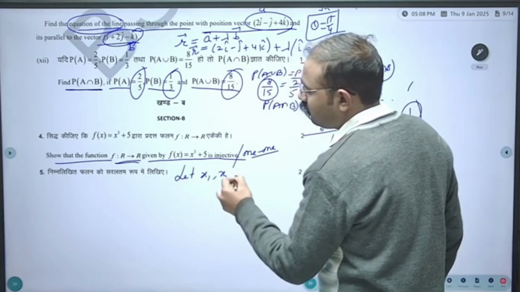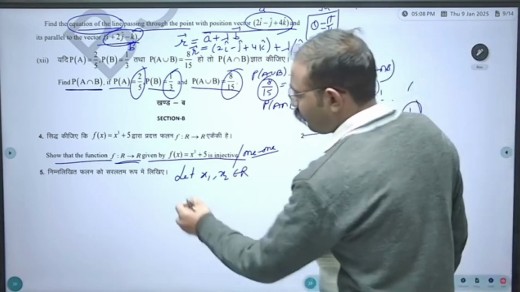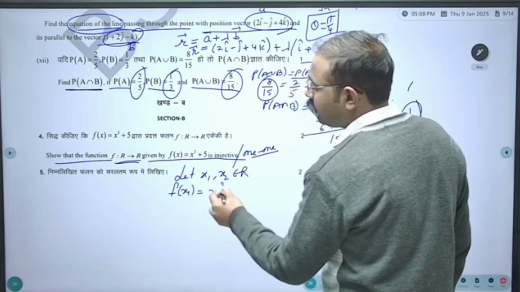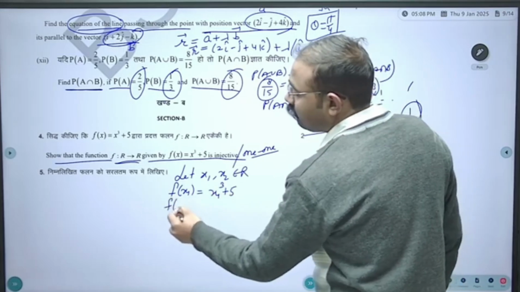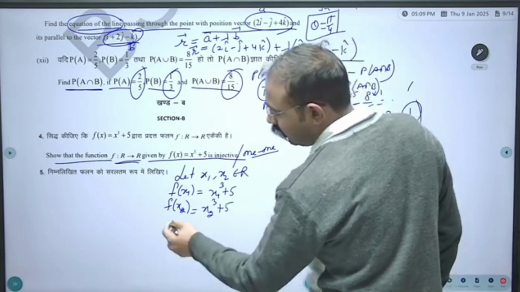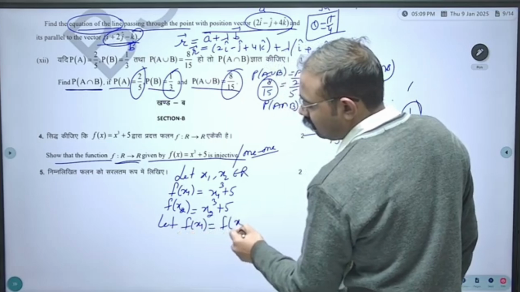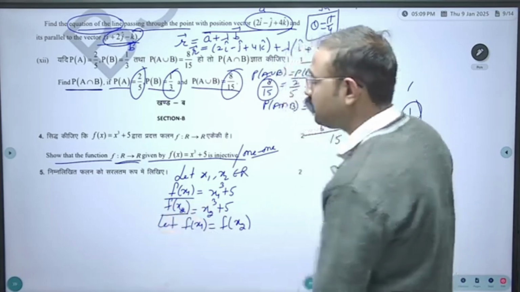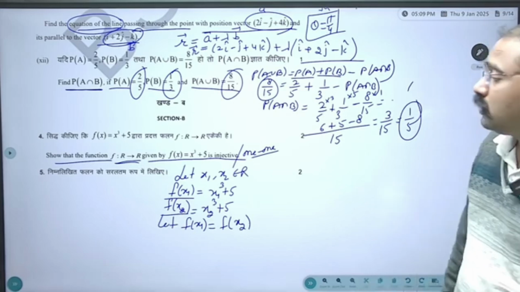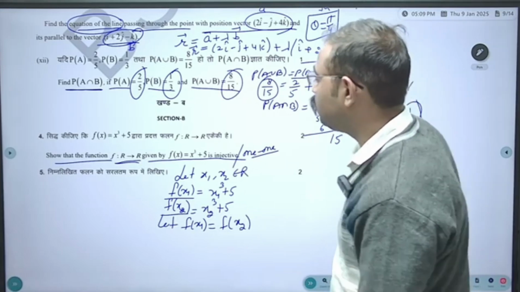Let x1, x2 belong to the domain R, and we will find the value of the function at this point x1. This will be x1 cube plus 5. Value of our function at this point x2 will be x2 cube plus 5. Now let f(x1) equal f(x2). We will put both the values of the function as equal, and at the end if we get x1 equals x2, it means our function is injective or one-one, otherwise not.